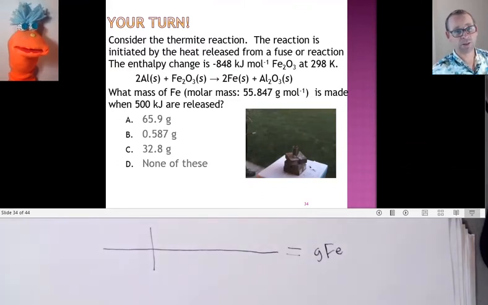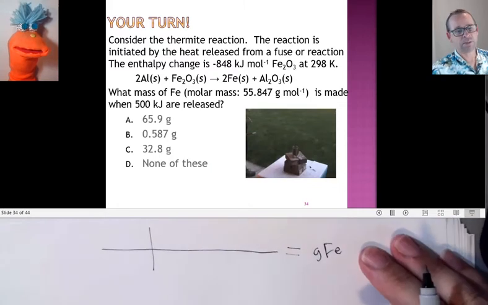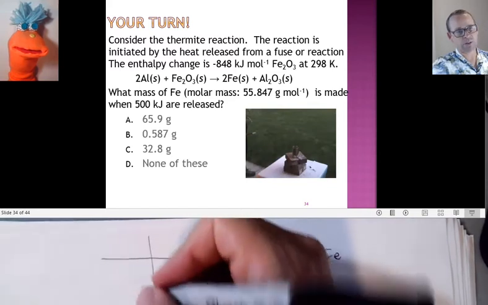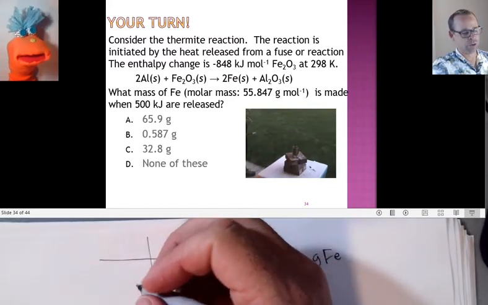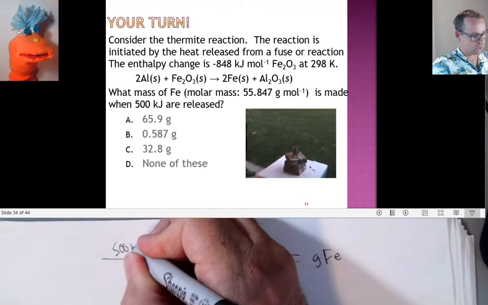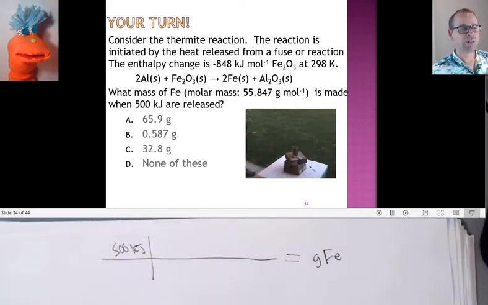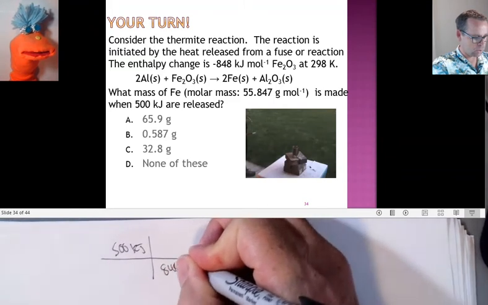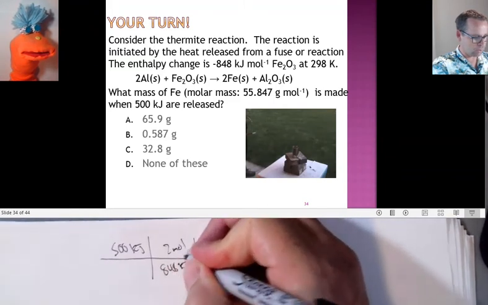Hopefully you went home and took a shot at it, or went back and tried it. What are you going to put at the top left here, Fred? 500 kilojoules. Very good. 500 kilojoules, because that's how much energy they provided us. And then what are we going to do? We know that 848 kilojoules are released for every 2 moles of iron.